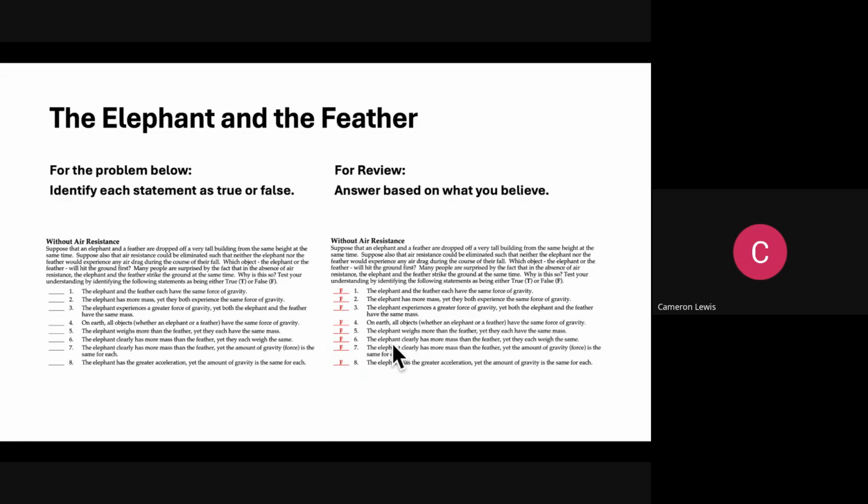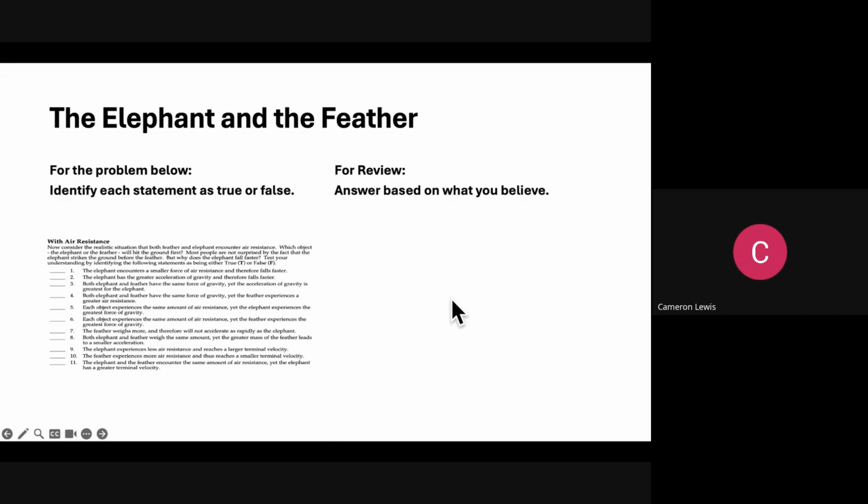So this is without air resistance, right? Now let's do that same exercise, and let's think about it with air resistance. So the elephant encounters a smaller force of air resistance, therefore falls faster. True or false? True. Okay.